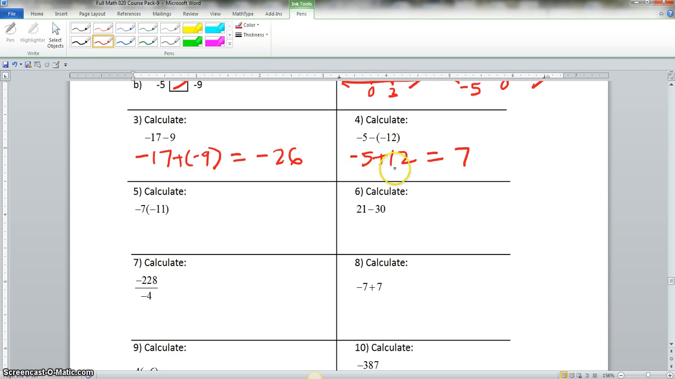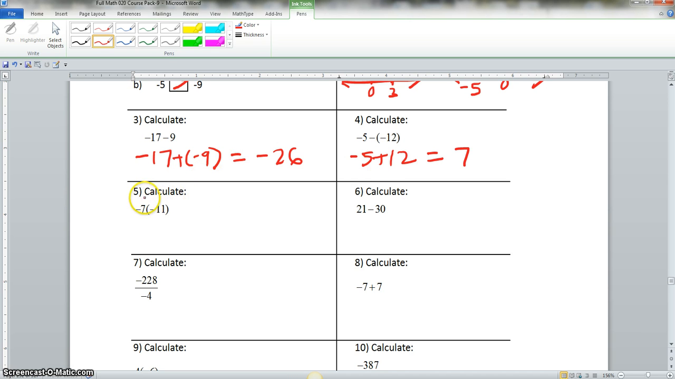Now we look for the sign of the higher number or the higher absolute value. Now we know 12 is higher than 5. I'm saying right now, let's disregard the signs. If there was no signs here, we know 12 would be higher than 5. So we would keep the sign of the 12, which would be positive.